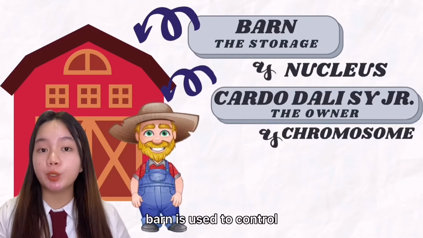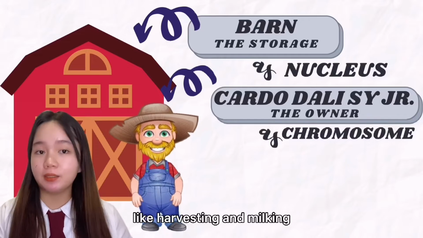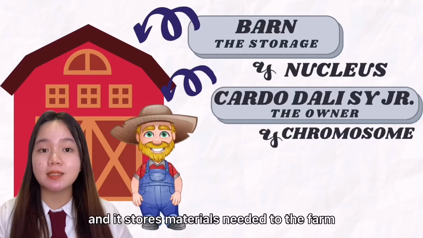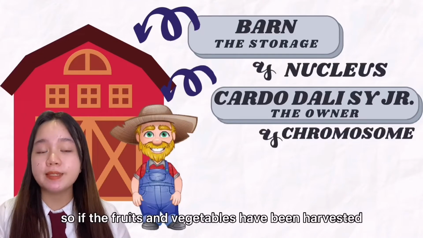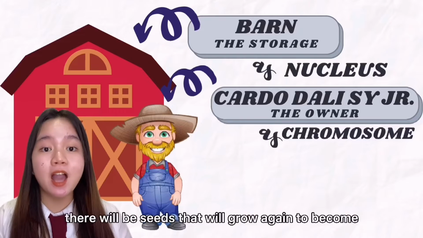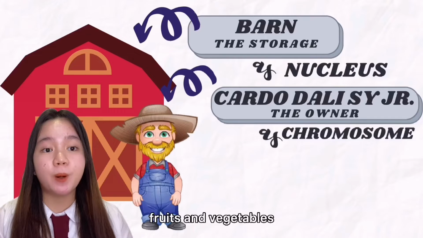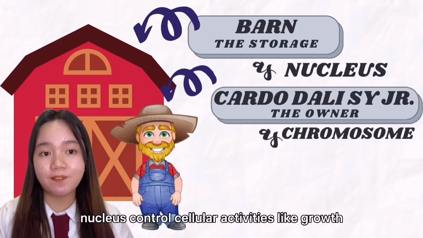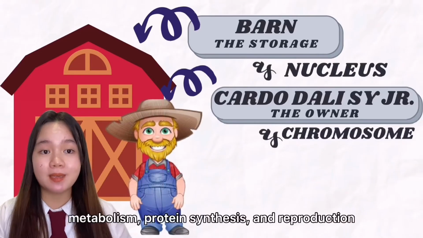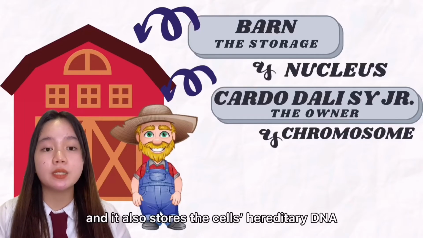The barn is used to control and regulate the activities inside the farm, like harvesting and milking. And it stores materials needed by the farm like seeds and fertilizers for the plants. So if the fruits and vegetables have been harvested, there will be seeds that will grow again to become fruits and vegetables. Just like the nucleus, it controls cellular activities like growth, metabolism, protein synthesis, and reproduction. And it also stores the cell's hereditary DNA.